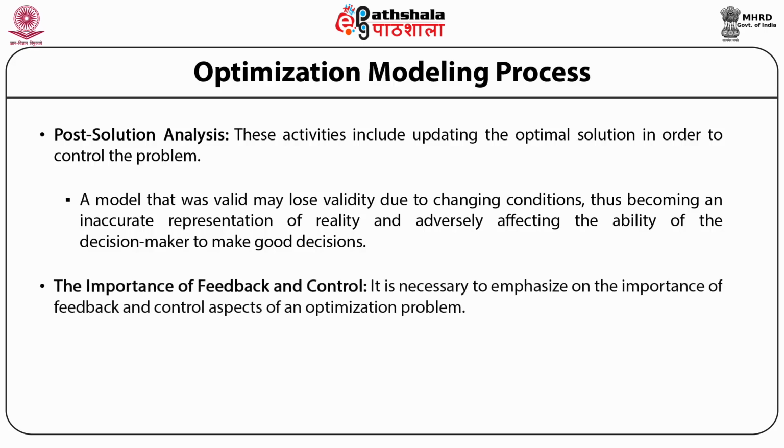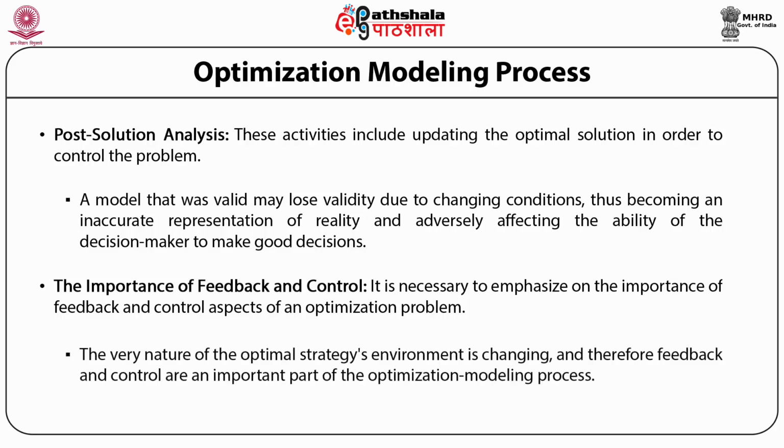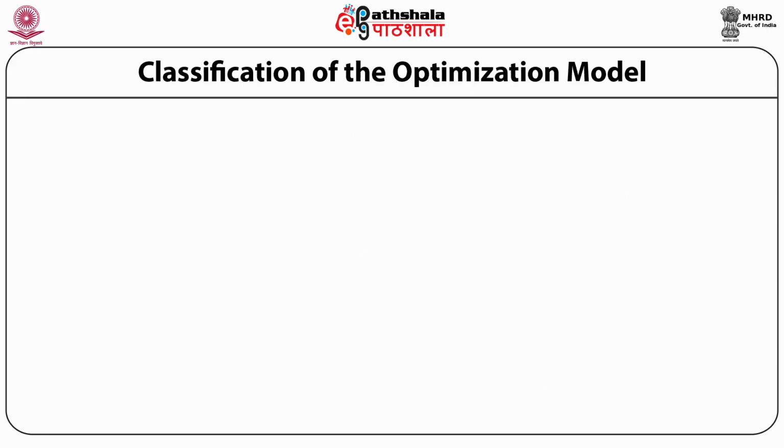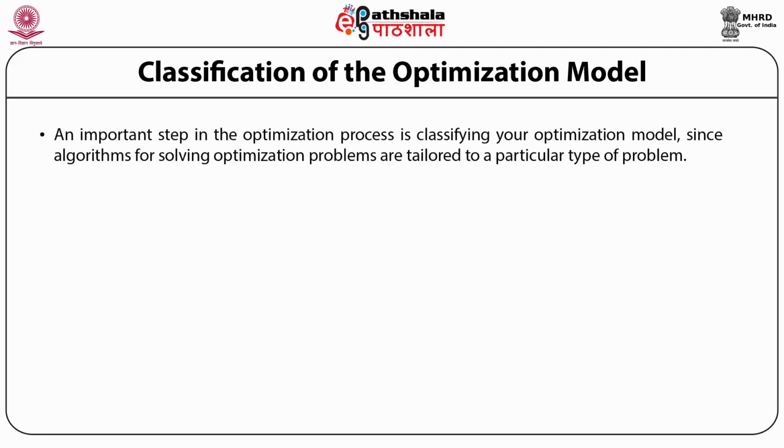The importance of feedback and control. It is necessary to emphasize the importance of feedback and control aspects of an optimization problem. The very nature of the optimal strategy's environment is changing, and therefore, feedback and control are an important part of the optimization modeling process. Now we'll discuss the classification of the optimization model. An important step in the optimization process is classifying your optimization model, since the algorithms for solving optimization problems are tailored to a particular type of problem.